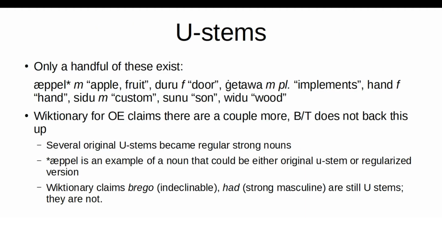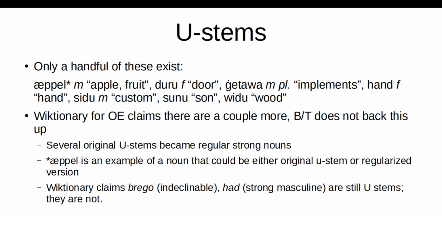So the next set is u-stems, and this is one of those very small ones. And the main reason that I'm actually including this one is because Wiktionary for Old English claims that there are more of these than there actually are. And basically that's because a lot of nouns that originally were u-stems became regular. So Wiktionary claims that brego, which is indeclinable and means hero or ruler, a very poetic word, and had, which is a regular strong masculine noun and means person, personality, character, are still u-stems. They are not.